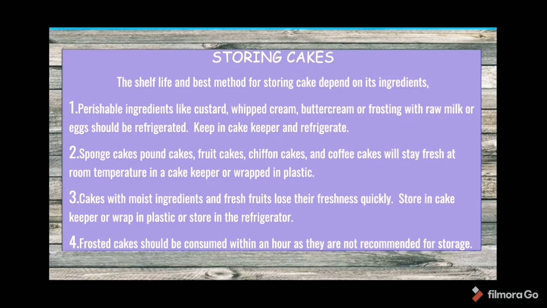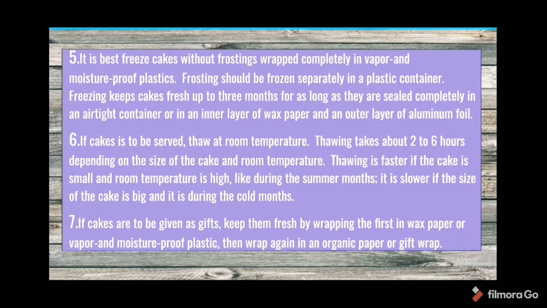4. Frosted cakes should be consumed within an hour as they are not recommended for storage. Number 5. It is best to freeze cakes without frosting, wrapped completely in vapor and moisture-proof plastics. Frosting should be frozen separately in a plastic container. Freezing keeps cakes fresh up to 3 months, for as long as they are sealed completely in an airtight container or in an inner layer of wax paper and an outer layer of aluminum foil. As long as it is sealed well, then 3 months can go.